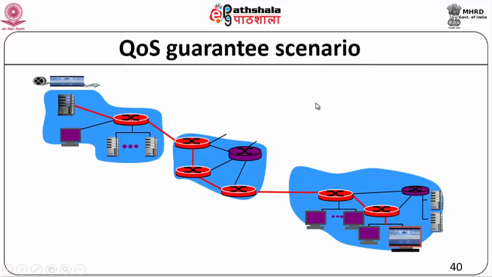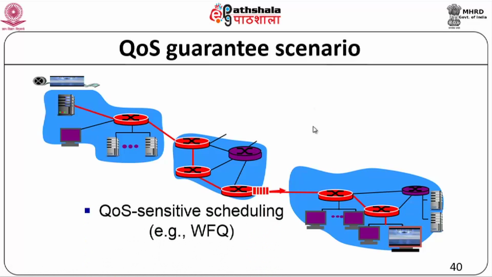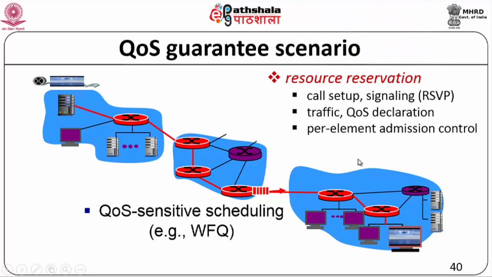Overall, if you look at a QoS guarantee scenario, all these different mechanisms have to be used together. You need to have QoS sensitive scheduling at the routers. You also need resource reservation, call setup, signaling and so on, traffic and QoS declaration, and per element admission control. If you put all these things together, we find that even in an IPv4 network, you are able to provide good QoS guarantees. That is basically what is happening in today's network.